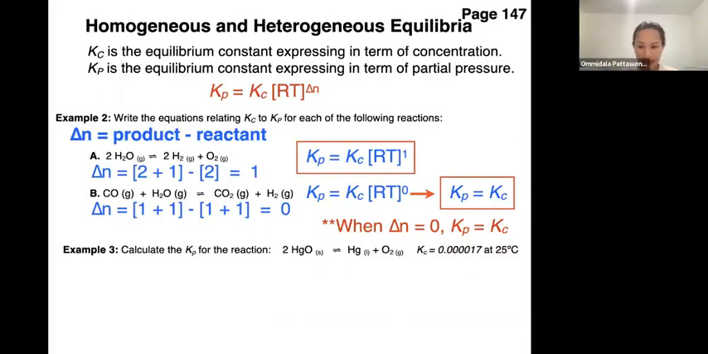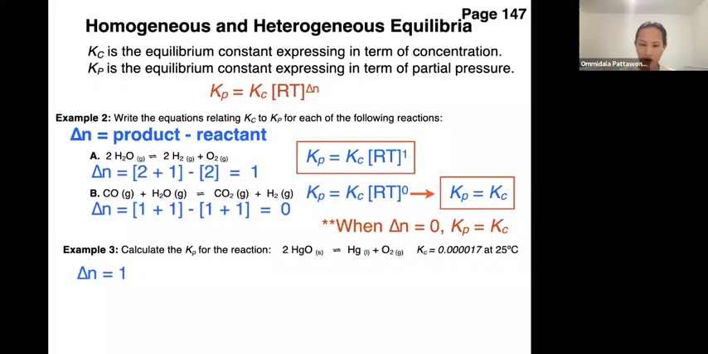Okay, so in this case, we are given Kc and we want to know Kp. So I'm going to use the same equation here. That means we need to find out delta N. Let's find out delta N. Delta N of this reaction is going to be equal to 1.